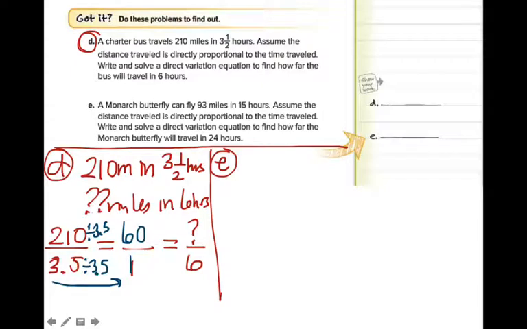So this bus drives 60 miles in 1 hour. Okay. If it drives 60 miles in 1 hour, how many in 6 hours? To get there, we're just adjusting fractions, we're not changing the value, we're finding equivalent fractions, okay? Changing the numbers, but keeping the value the same. 1 times 6 is 6, so 60 times 6 is going to get me my distance in 6 hours. 360 miles in 6 hours.